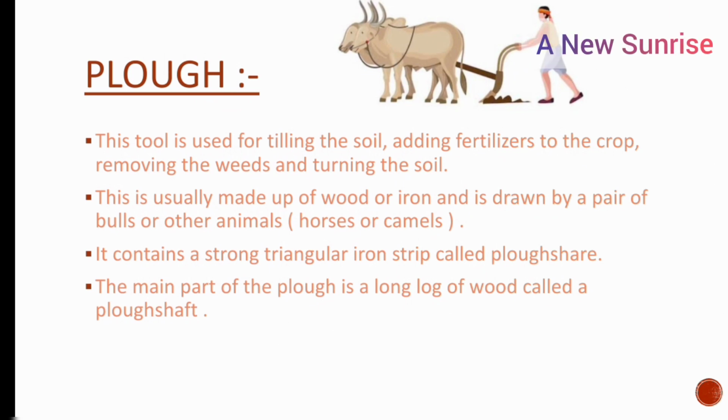This is usually made up of wood or iron and is drawn by a pair of bulls or other animals like horses or camels. It contains a strong triangular iron strip called plowshare. The main part of the plow is a long log of wood called a plow shaft.